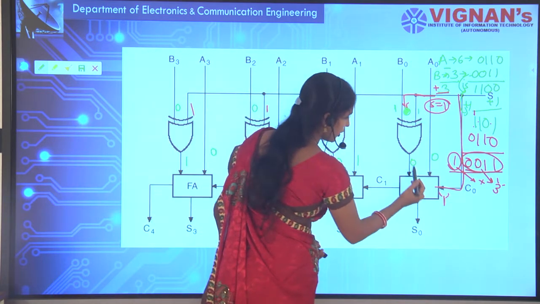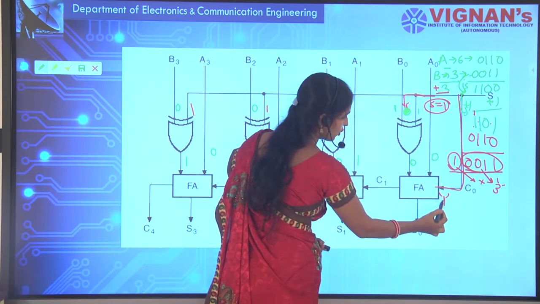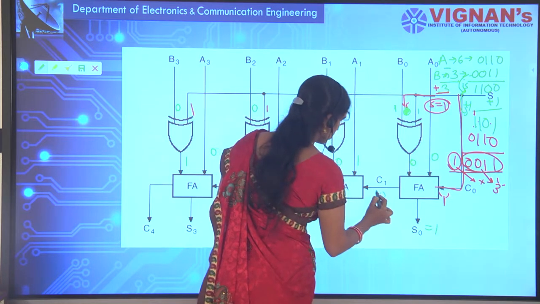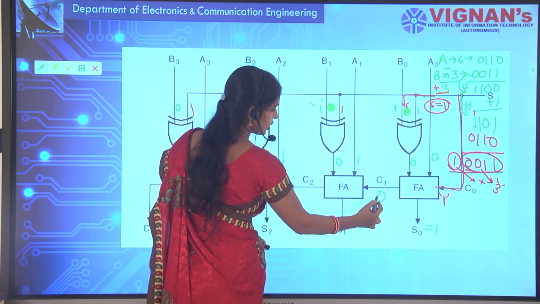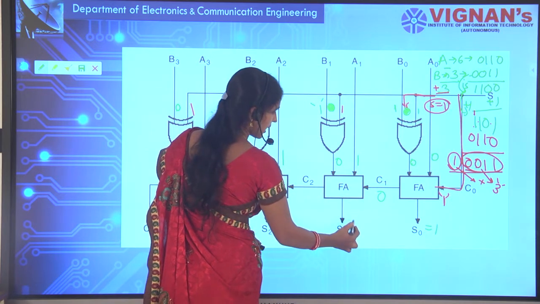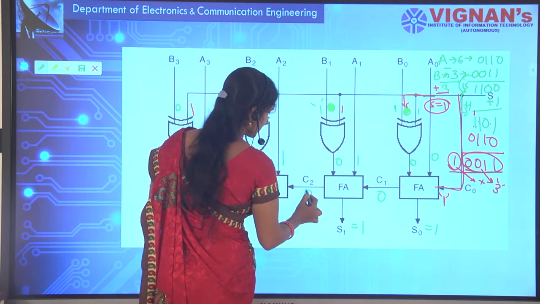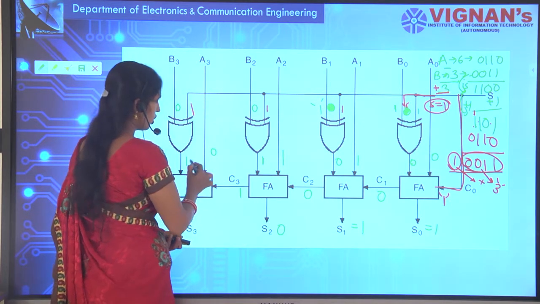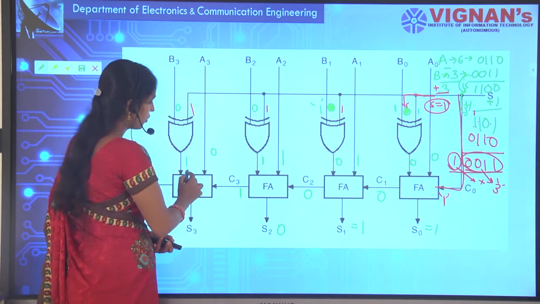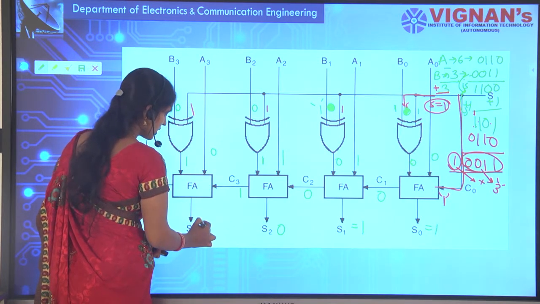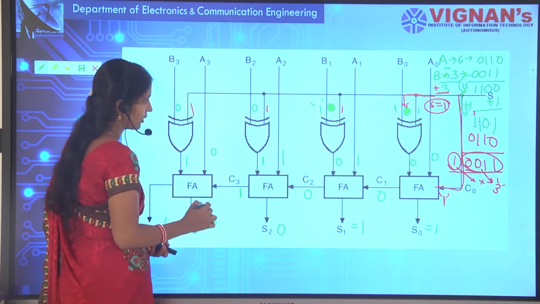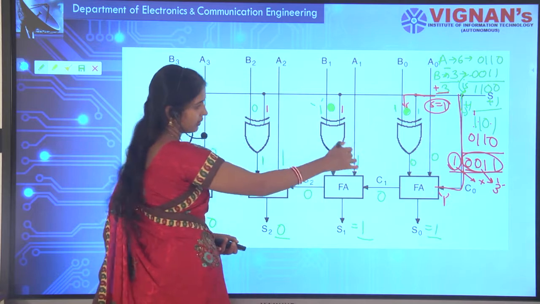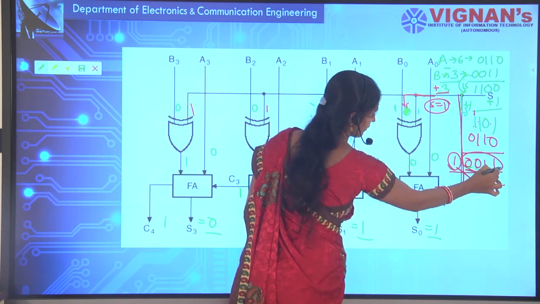Consider this one. You are provided with a full adder: 0 0 1 will be sum 1, carry 0. At the same time 0 1 0, sum 1, carry 0. Then 1 1 0, sum 0, carry 1. 1 0 1, sum is equivalent to 0, carry is equivalent to 1. So see here, 0 0 1 1 indicates your 3. So you have got 0 0 1 1.